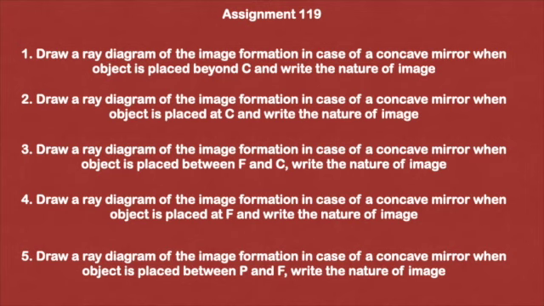Fourth one: Draw a ray diagram of the image formation in the case of a concave mirror when the object is placed at F, and write the nature of the image. Fifth and the last one is, draw a ray diagram of the image formation in the case of a concave mirror when the object is placed between P and F. Write the nature of the image. All the 5 questions are based on ray diagrams.